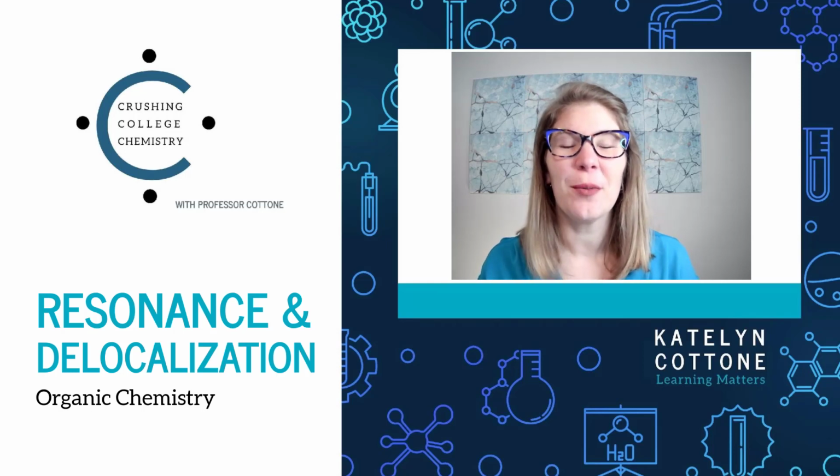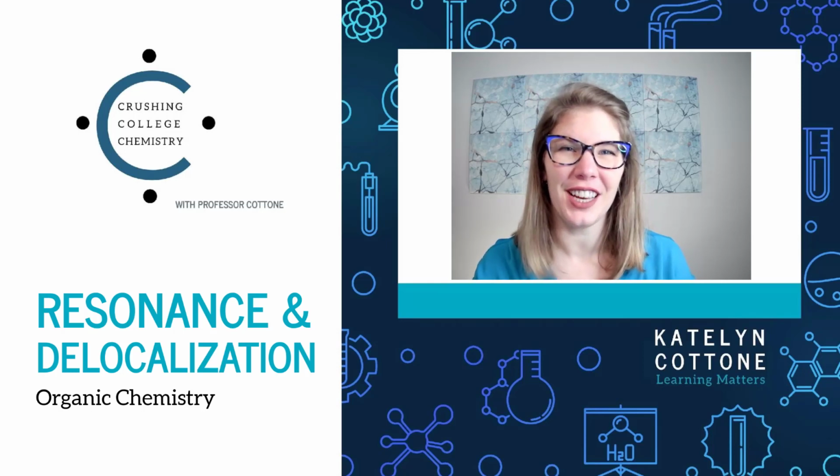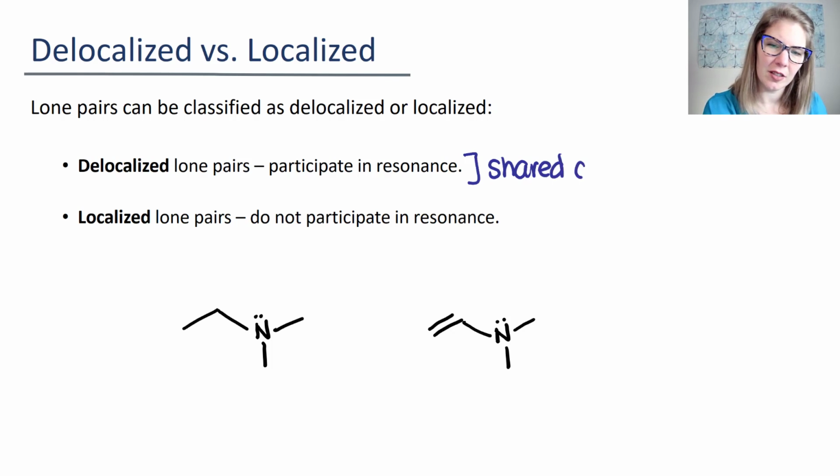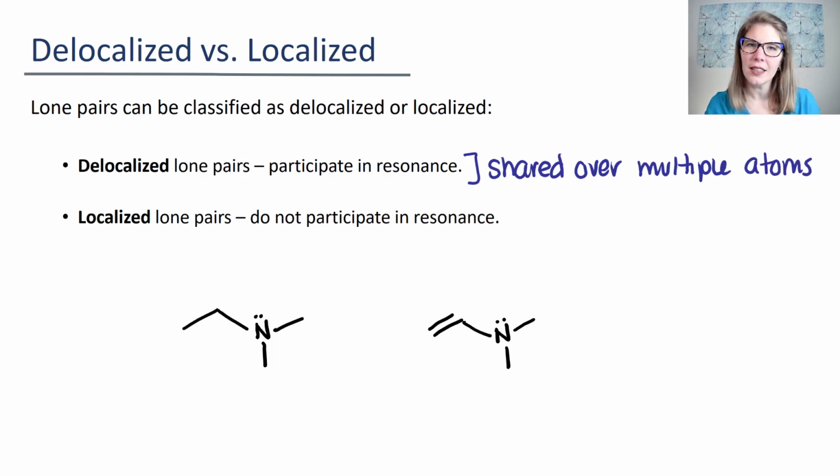Welcome back, students. Let's look at resonance and how it relates to delocalization. First, I want to remind us what localized versus delocalized means. A delocalized lone pair is something that participates in resonance. It's something that is shared over multiple atoms. Whereas localized lone pairs do not participate in resonance, and thus they live solely on one atom.